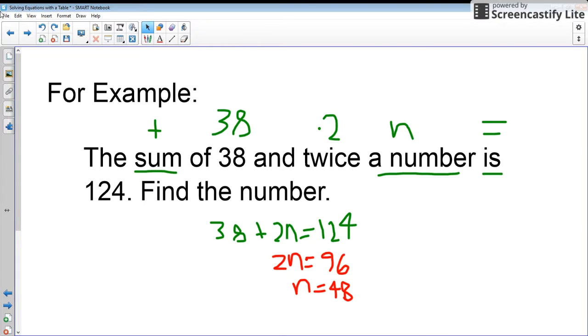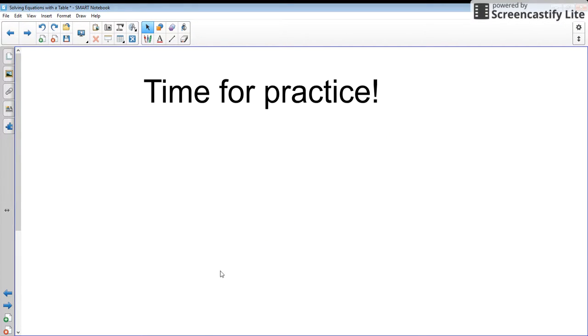Before I want you to practice this, I want you to make sure that you know these words. Sum, a number, is, those sorts of things. So on your booklet, you are going to mark up the next section for me, what each word means. And then we'll be peachy, people. We'll be peachy.